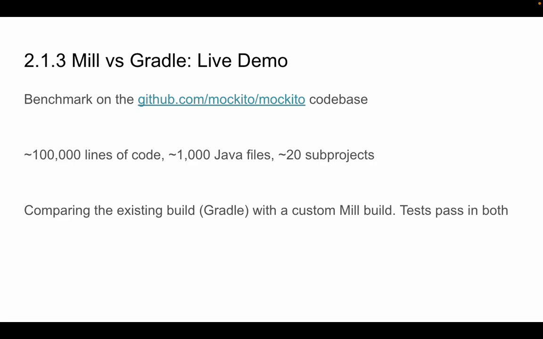Netty does not have a Gradle build, so I went and found another open source project that does have a Gradle build, and I found Mockito. All of you have probably used Mockito. You've used JUnit for unit testing. It's smaller, about 100K lines of code, 1,000 files, 20 sub-projects. And again, I took the existing Gradle build and manually, a bit tediously, ported it to Mill, just for comparison purposes, but complete enough that all the tests pass, at least on my MacBook Pro and in GitHub Actions in CI.